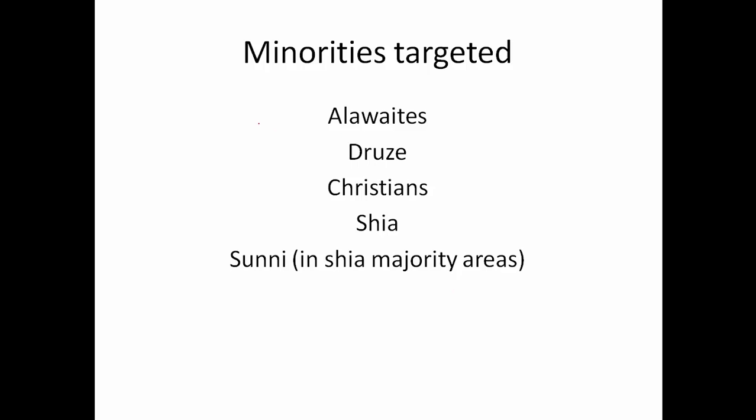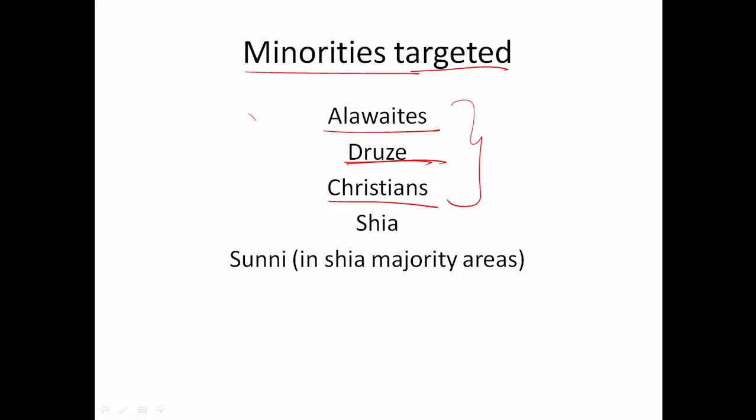Another aspect is the targeting of minorities. So Alawites, that is the group of Shia people. Bashar al-Assad is an Alawite. Alawites and Druze are also a sect of people living in Syria and Jordan. These people have been targeted by the rebel groups. Also Christians have been targeted because there is a small minority of Christians in Syria as well. So wherever they find these people, they are specifically targeted by the rebel groups.